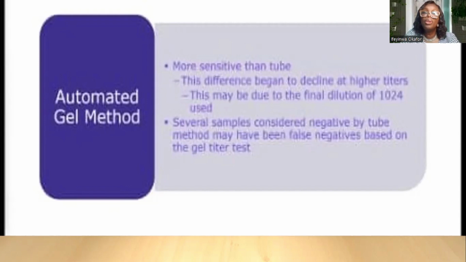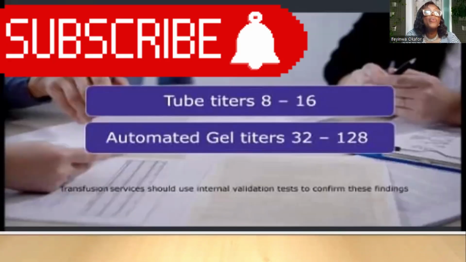recommended method for titration. If and when your laboratory starts using the automated gel method, it's advised that you should always include the tube technique. That will help you to do what? Standardize what you're having in the automated method. And we have the critical titer here for the tube ranging from 8 to 16, while for automated gel, titers are around 32 to 128.